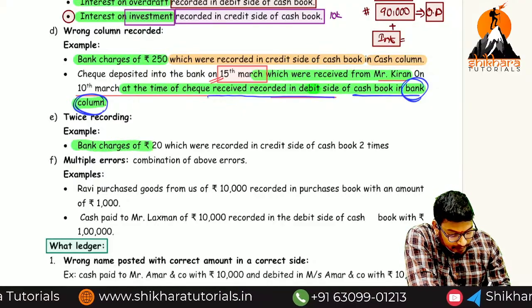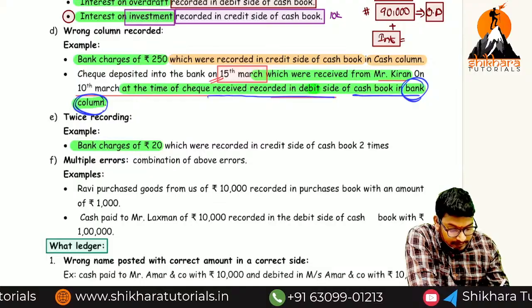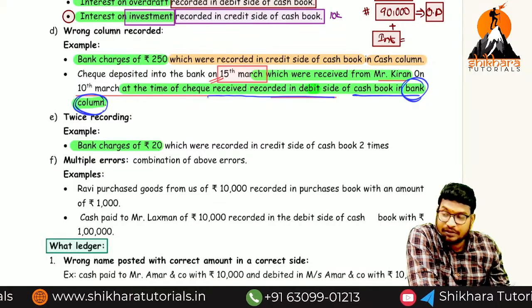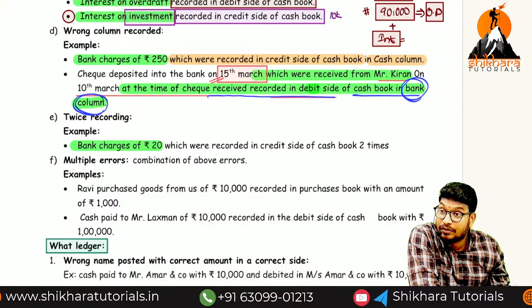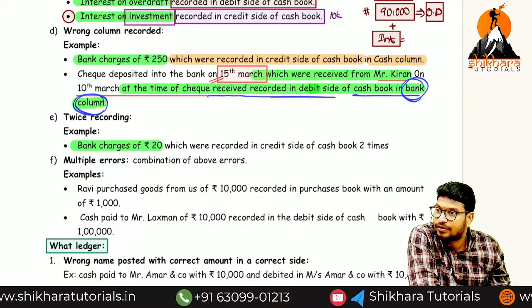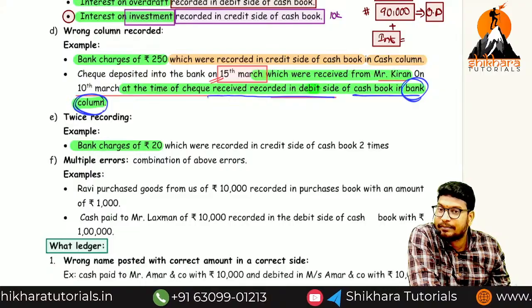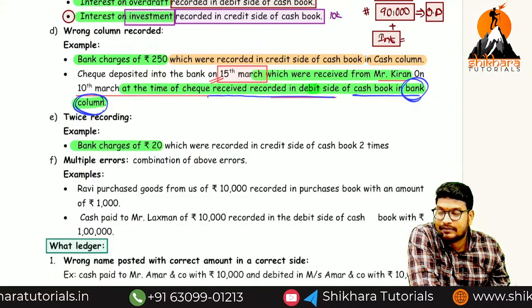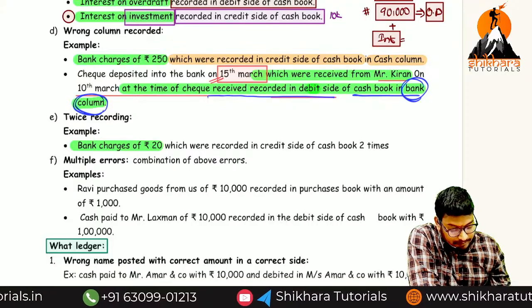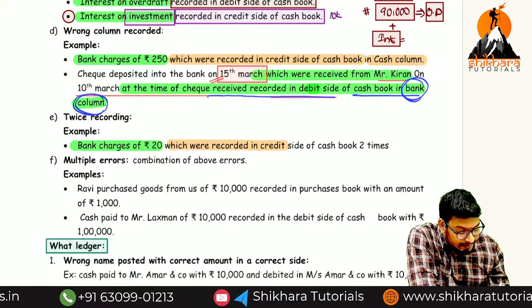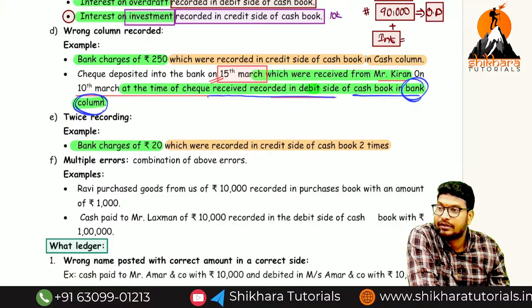Bank charges of rupees, how much, ma? 20 rupees. Bank charges we need to record on which book? Cash book. Which side? Credit side. Which column? Bank column. Can you say the entry of the bank charges? Bank charges account debited to bank account, which were recorded in the credit side of the cash book. How many times? 2 times.